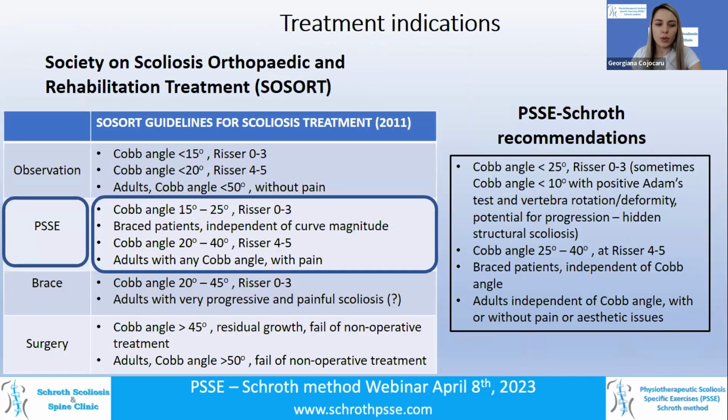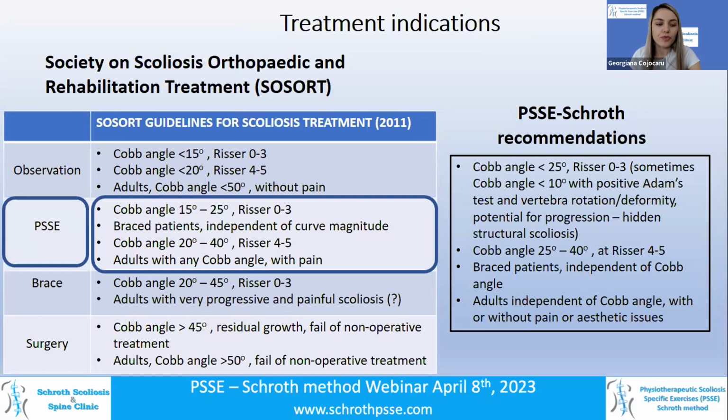Now let's have a look at treatment indications recommended by SOSORT guidelines in 2011. We can work with PSSE with mild scoliosis, usually with Cobb angle between 15 to 25 degrees, at risser stage 0 to 3, Cobb angle between 20 to 40 degrees at risser stage 4 to 5, with braced patients, no matter how big the curves are, and with adults with any Cobb angle and pain.